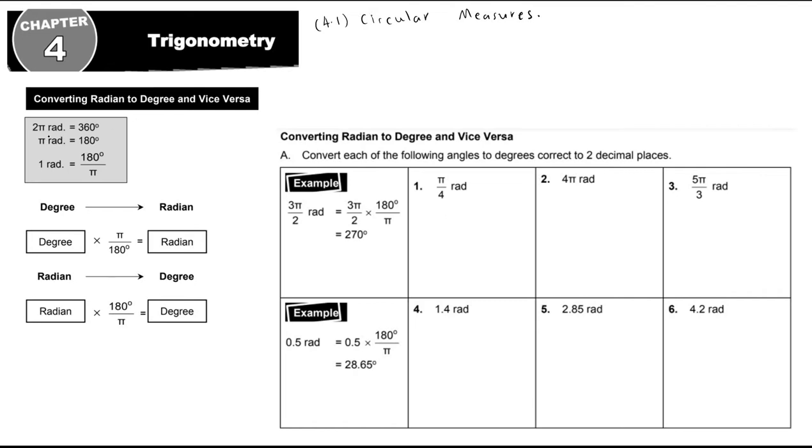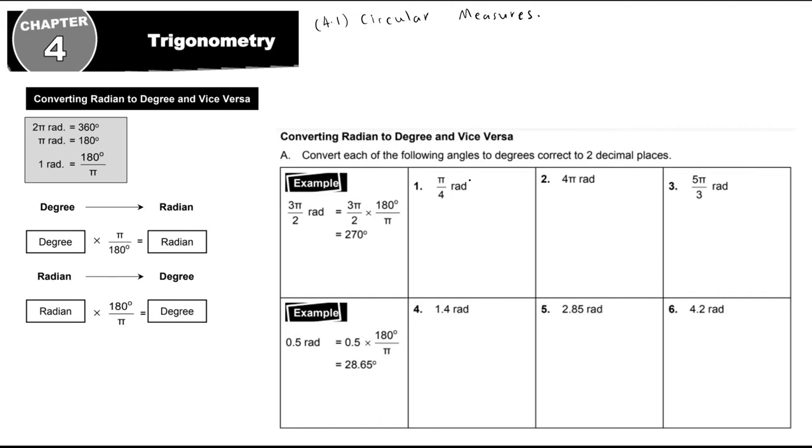Okay, a little bit of info. 2 pi radian is equal to 360 degree. Therefore, half of that, pi radian is equal to 180 degree. And from there, we get 1 radian equal to 180 degree over pi. To convert degree to radian, if you are given a degree, then you multiply by pi over 180 degree, and you will get the answer in radian. To convert radian to degree, if you have radian, then multiply by 180 degree over pi, and what you get is in degree.